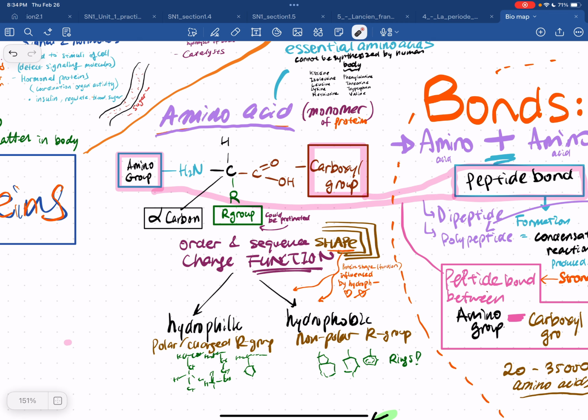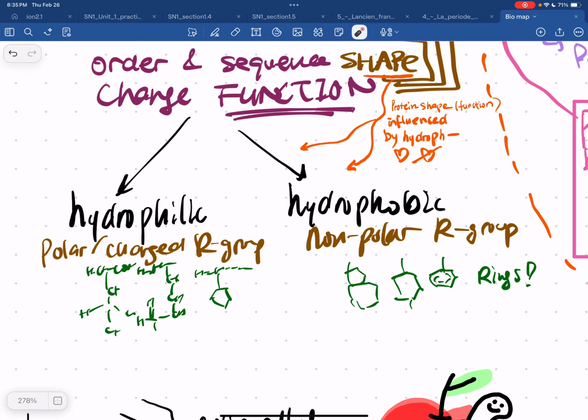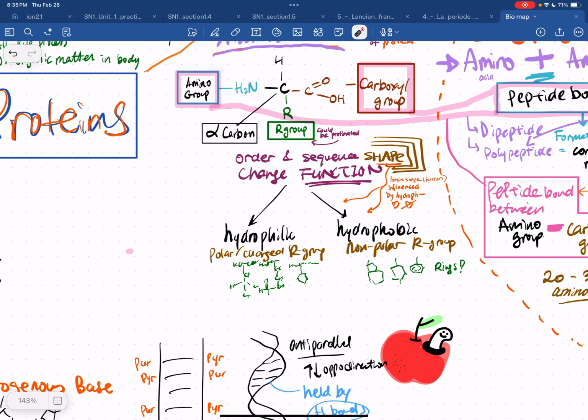Protein shape will influence function. There are hydrophilic and hydrophobic amino acids. Most of the hydrophilic ones, of the 20 amino acids, look like these chains of carbon. There's one that is a ring, but that one's special. Whereas the hydrophobic ones are a bit more branched and a bit more carbon-ringed. The final shape of the protein, hydrophilic or nonpolar, determines its functional chemical properties.